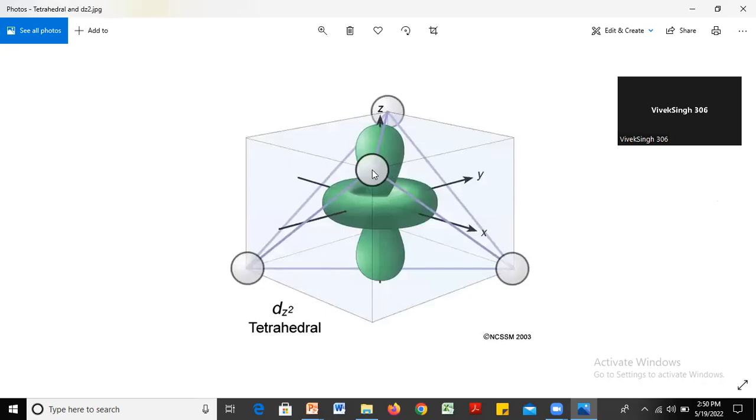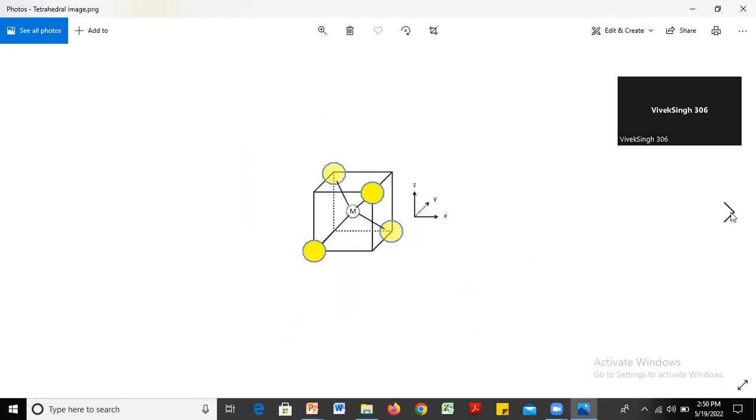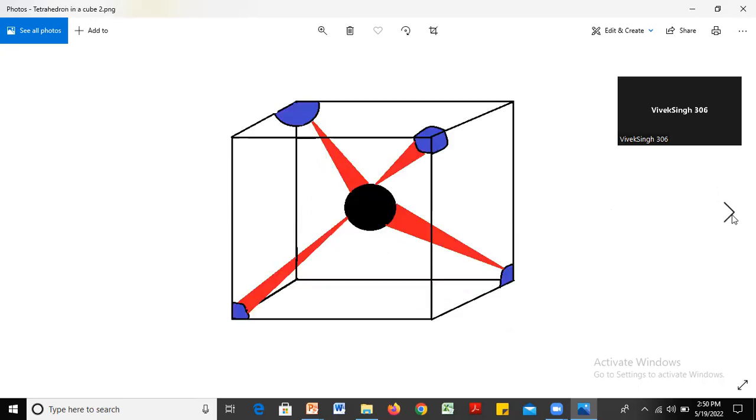Here we can see the alternate corners, where the ligands are approaching. This is the d-z square orbital, not influenced. The d-z square orbital is not influenced by the ligands. Here we are able to see the tetrahedral nature of the tetrahedral complex represented in a cube. This is very clear here.